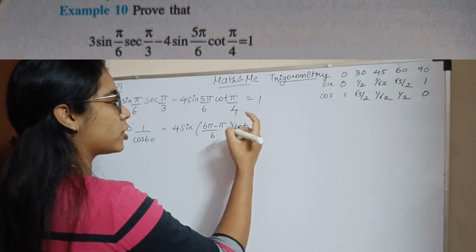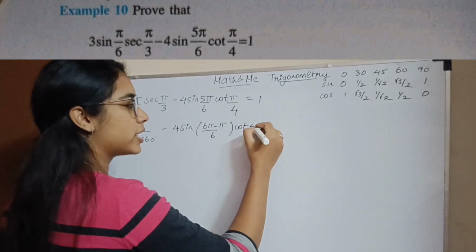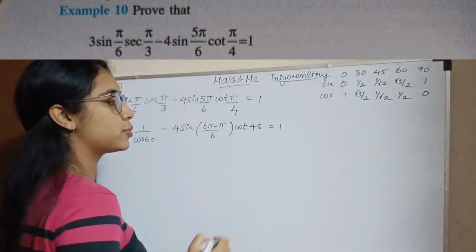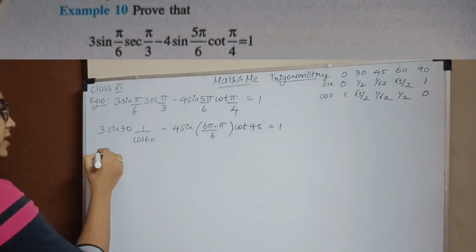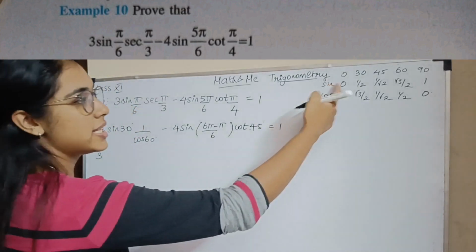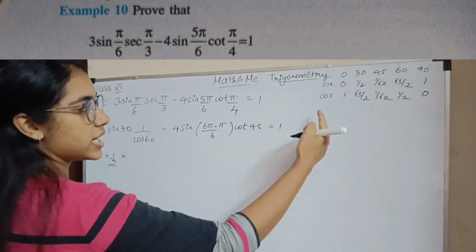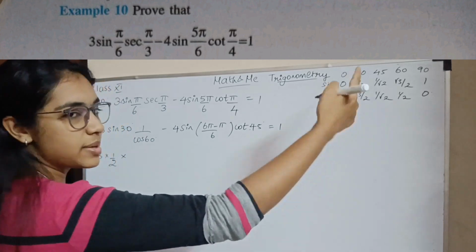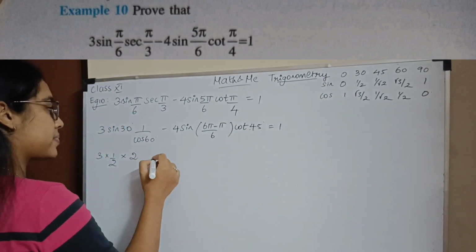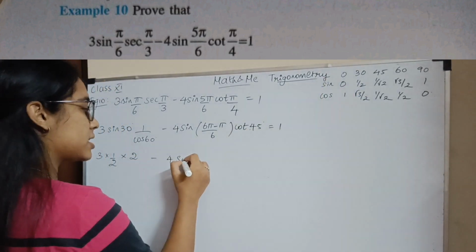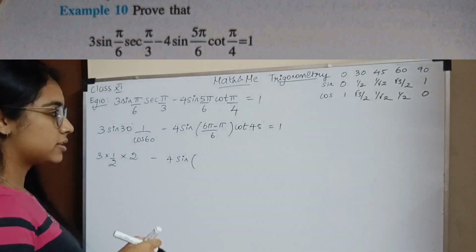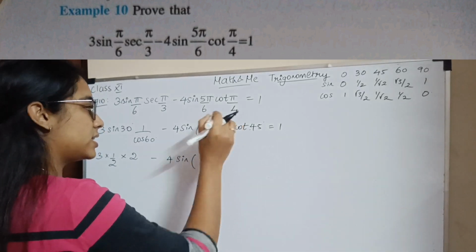Then I have cot of pi by 4, that is cot 45 degrees. I have to prove that this is equal to 1. If I have 3 times sine 30, which is 1 by 2, times 1 by cos 60, and cos 60 is 1 by 2, the reciprocal of that is 2, minus 4 times sine. When I split, I'll have this term separately and this term separately.